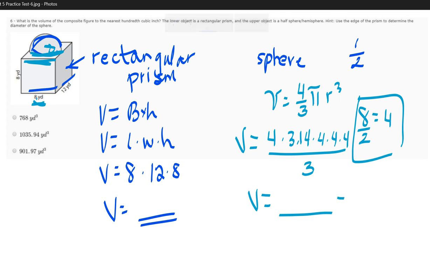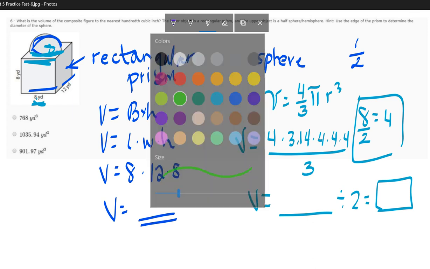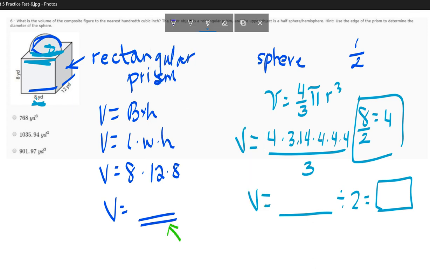But the issue is that it's only half a sphere. So you're going to divide that by 2 and get a new number. To solve the problem, it's a composite figure, so you're basically going to end up taking this number right here and adding it to this number right here, and that's going to give you your solution.